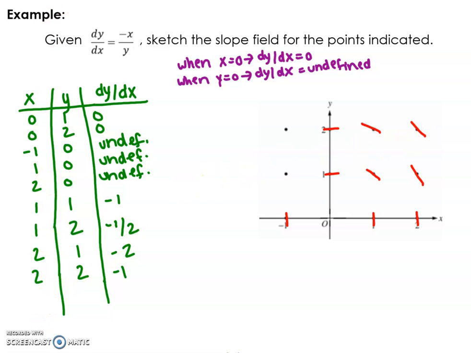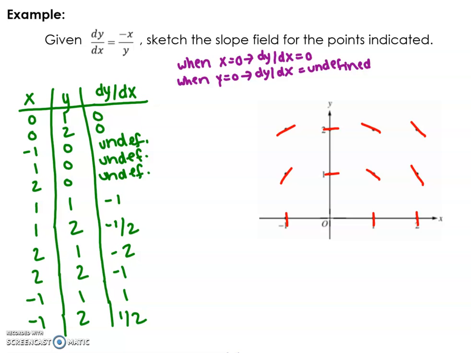So there we go. And then I'm going to pick on the other side, the last two. So -1, 1 and -1, 2. If I plug in -1 and 1, that's going to give me +1, and -1 and 2 is going to give me +1/2. So when I fill this in, I have +1 and then +1/2, maybe like that. So here's what my slope field is going to look like.